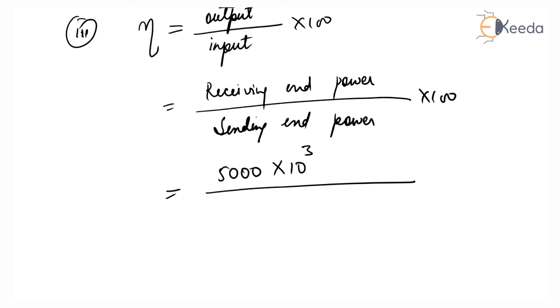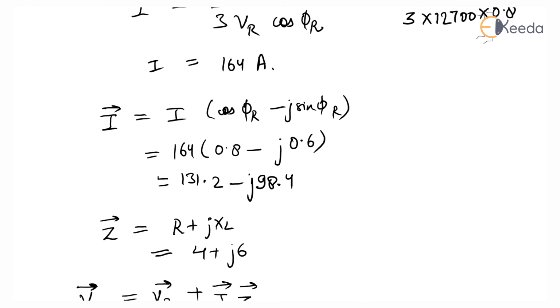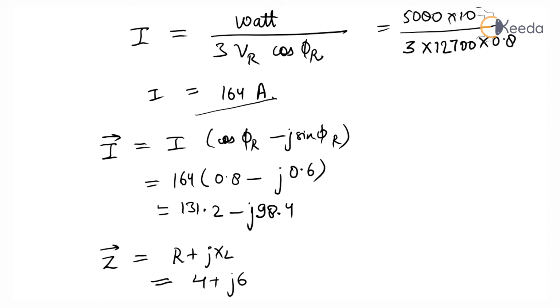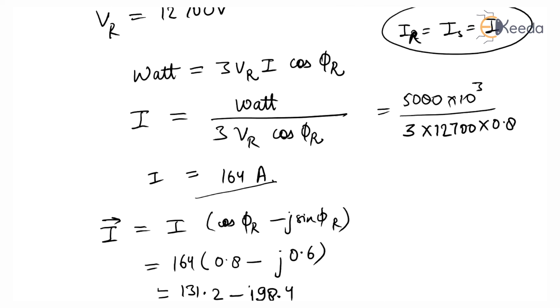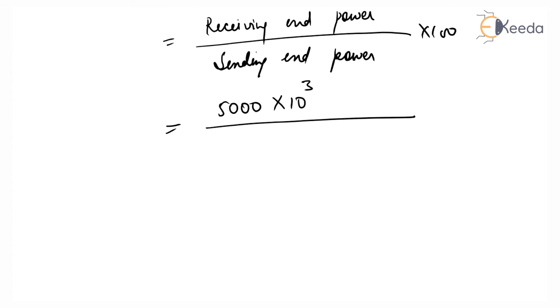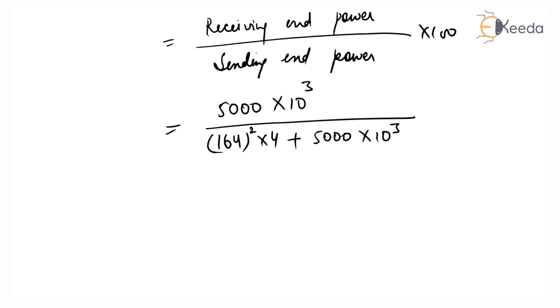This is equals to I square R losses plus receiving end power. So I square R losses, I is equals to 164 and R is equals to 4. So 164 whole square into 4 plus 5000 into 10 to the power 3. So this is equals to 93.94%.